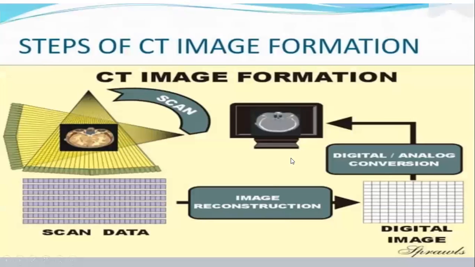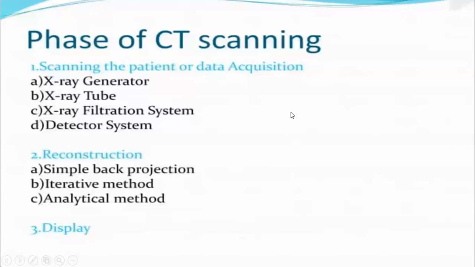And then we move to the steps of CT image formation. First, when the object is inside the CT scanner, it will scan the data. Then the image can be reconstructed to a digital image, and the digital image can be moved to digital to analog conversion, and the scan will be represented on our screen. These are the steps of CT image formation.